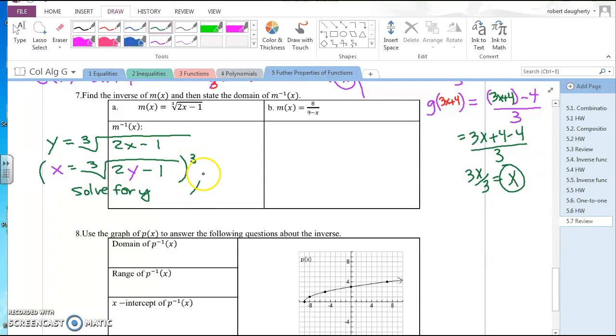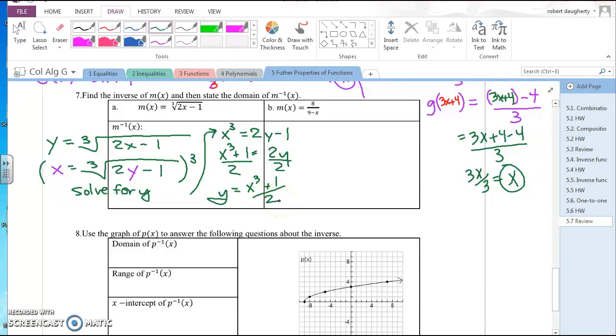So on the left, I get x cubed. And then on the right, when I cube the cube root, I get 2y minus 1. I'm going to add that 1 to both sides, so x cubed plus 1 equals 2y. Now I need to divide everything by 2. So y is equal to x cubed plus 1 over 2.